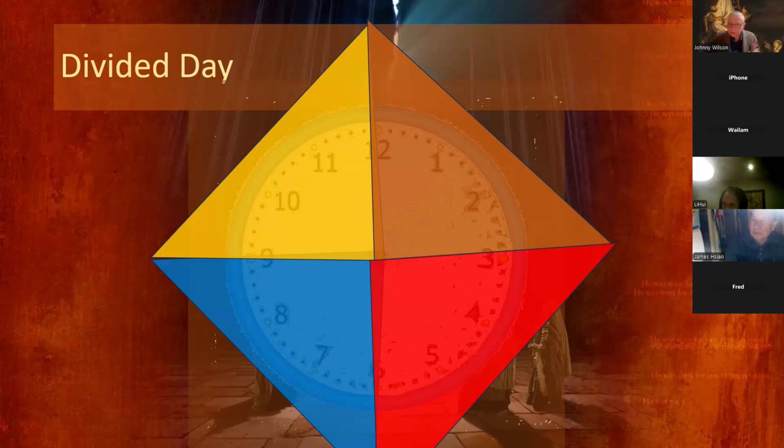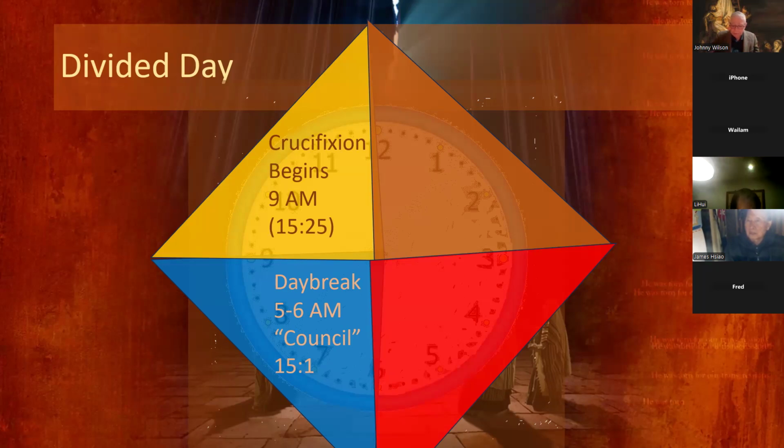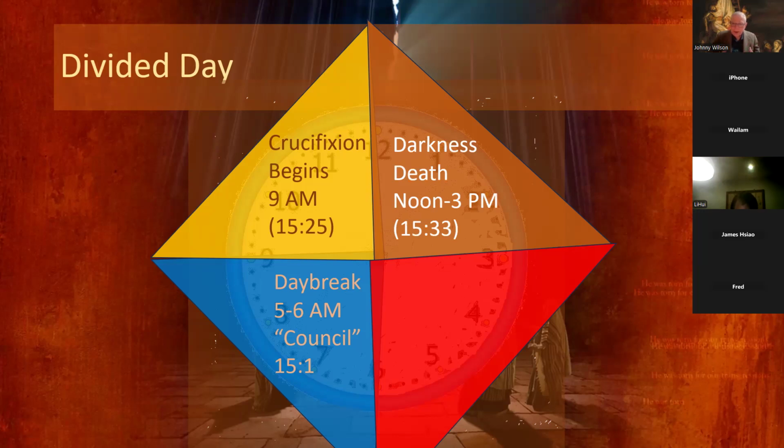So the first part is verses 1 to 24, which is from daybreak to just before 9 a.m. And that's the council and the aftermath. And then there's the third hour, which is really 9 a.m. And that's when the crucifixion proper begins. We'll call that verses 25 to 32. And then in the sixth hour, which is noon, that's when we have the darkness and the death taking place from 33 to 41. And then, of course, there is the preparation, which is the pre-sunset hours, where we have the deposition and the burial from 42 to 47.